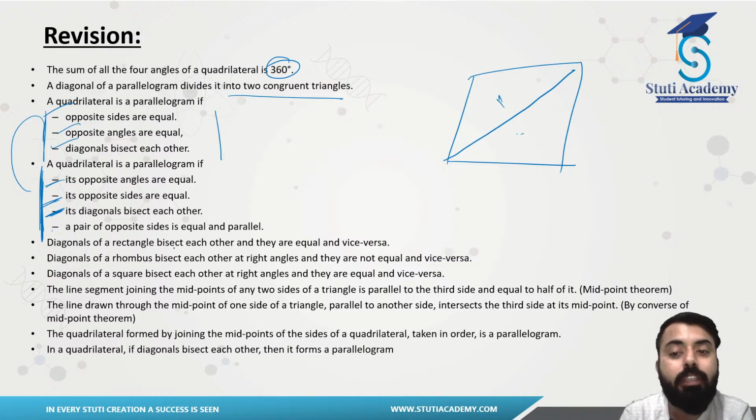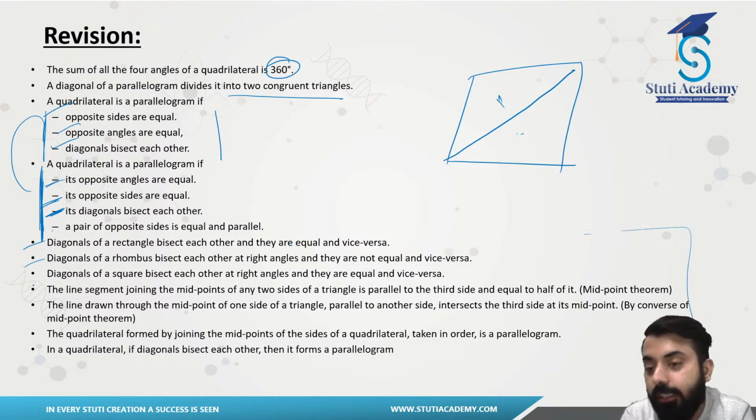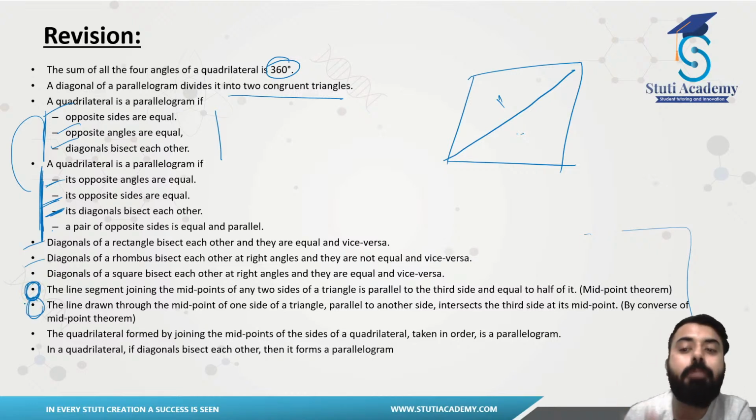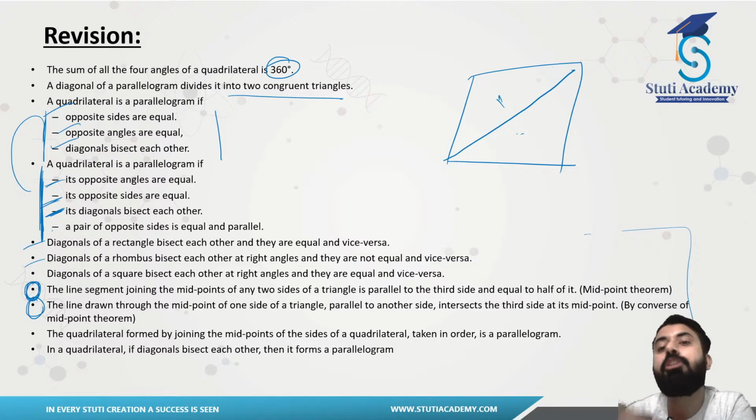Diagonals of a rectangle bisect each other. We have discussed everything. Diagonals of a rhombus bisect each other at 90 degrees. We have also understood this. Square and everything, we have understood each and everything from this. Now, this is the theorem that I'm talking about, and its converse. The theorem is the midpoint theorem, that a line segment joining the midpoints of any two sides of a triangle is parallel to the third and is equal to half of it.